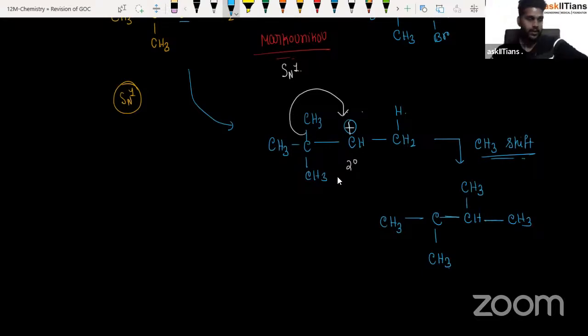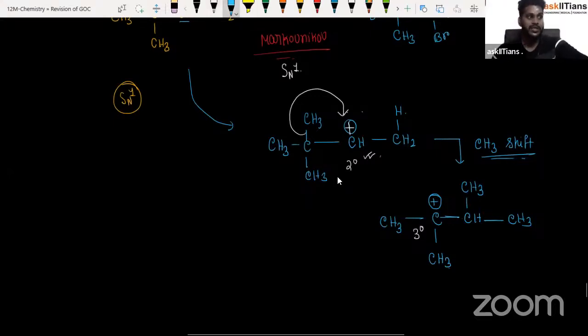Okay. And the plus charge would come over here because the methyl group has shifted. So as a result, the plus charge is now here. It is now a 3-degree carbocation, so it is even more stable than the previous situation. That's why, guys, the methyl shift happens.